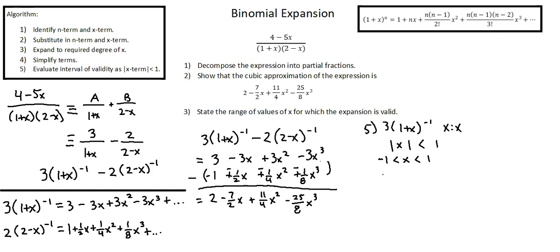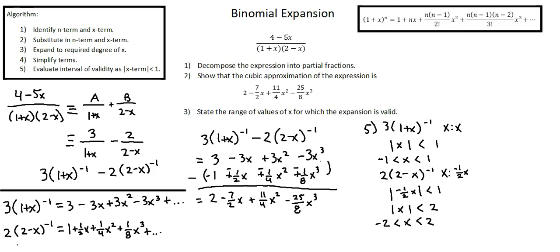In our second binomial, 2 times (2 minus x) to the power of negative 1. Remember, with our manipulation, we ended up with an x term which was negative 1/2 x. The absolute value of negative 1/2 x less than 1 simplifies to the absolute value of x is less than 2, or negative 2 is less than x is less than 2.